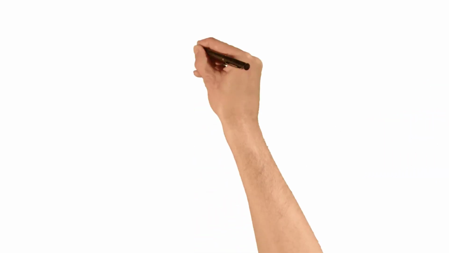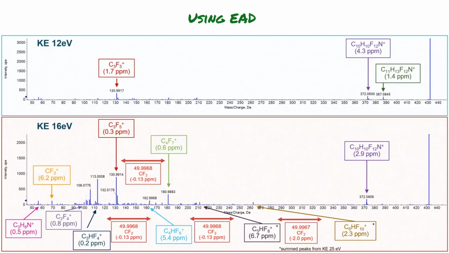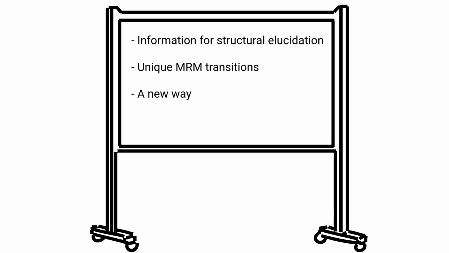And when we take a look at our EAD spectra at two different kinetic energies, we see we create a lot more fragments, giving us a lot more information for when we go to do our structural elucidation. And this can be really helpful. But it's not just about structural elucidation. There are other ways that EAD can help us, and that would be in finding unique MRM transitions, interrogating our data in a different way, and many other options.